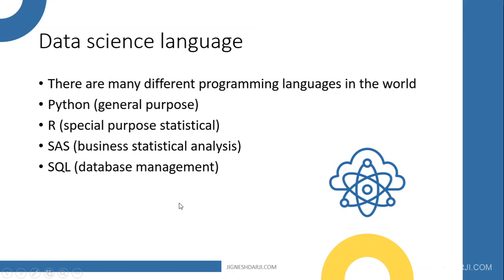So first thing is data science and the data science languages. There are many different languages available in the world to perform practicals related to data science and implement the logic for data science. Some of these languages include Python, which is general purpose. You can also use the R language, which is special purpose for statistics. You can also use SAS, which is business statistical analytics, and you can also use SQL, which is for database management.